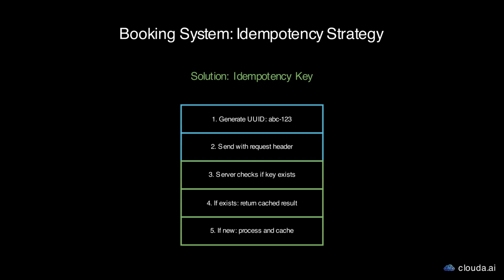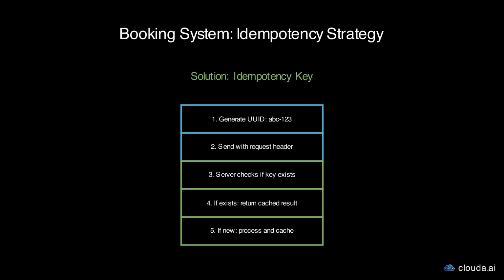The user retries, but the first request actually succeeded on the server. Without idempotency, this creates a double booking disaster. The solution is idempotency keys. The client generates a unique UUID for each booking attempt and sends it in the request header.